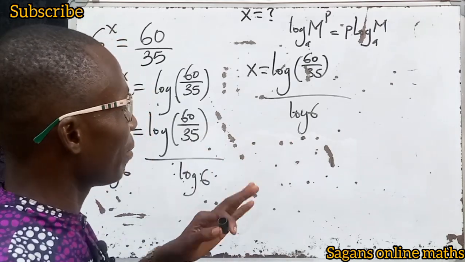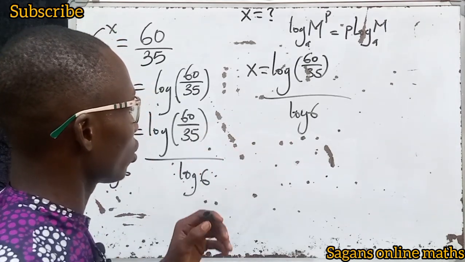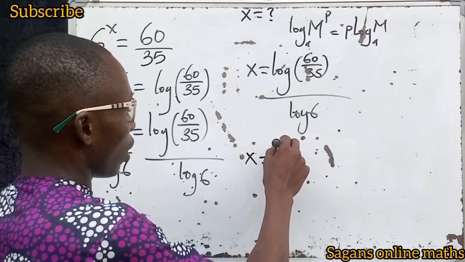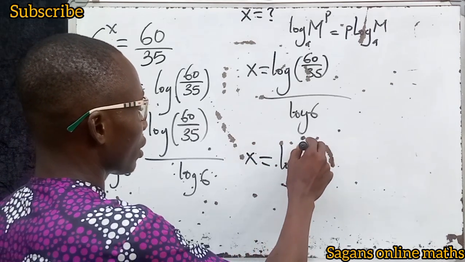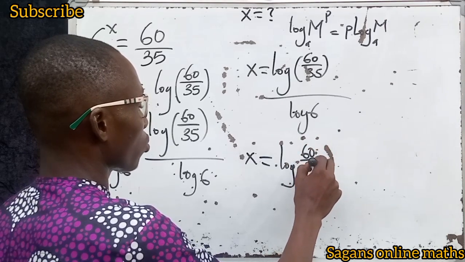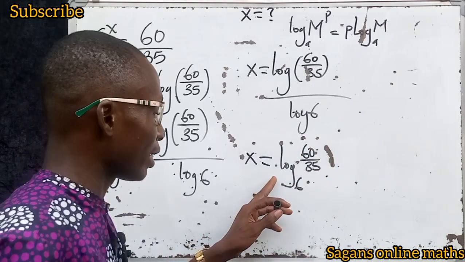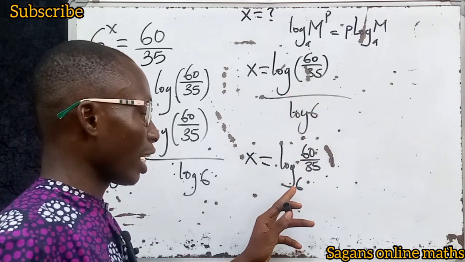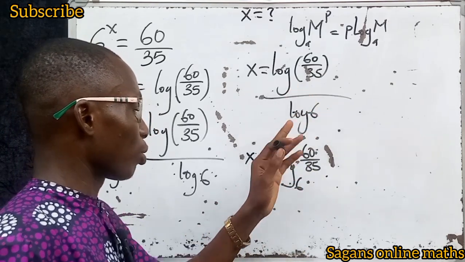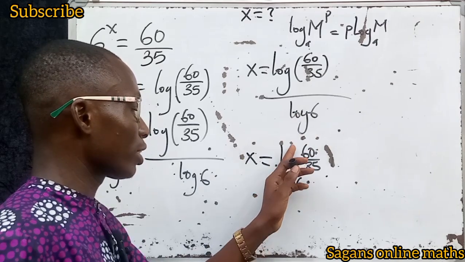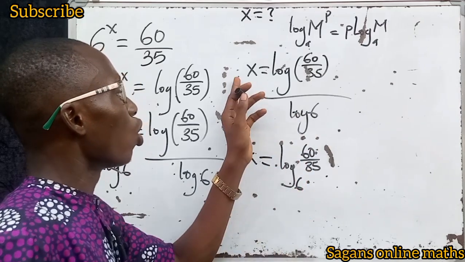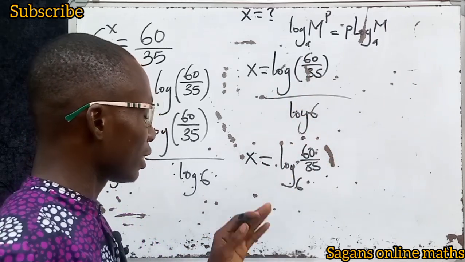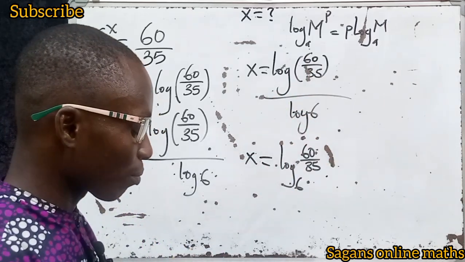But I can do something very amazing here. That means x will be equal to log 60 divided by 35 base 6. Don't be scared. This is the same thing as this. Remember, this is in base 10, but I put it in base 6. You can move it from this form to this form. So the value of x is log 60 divided by 35 base 6, or log 60 divided by 35 divided by log 6. They are the same thing, right? And this is the solution to this particular problem.